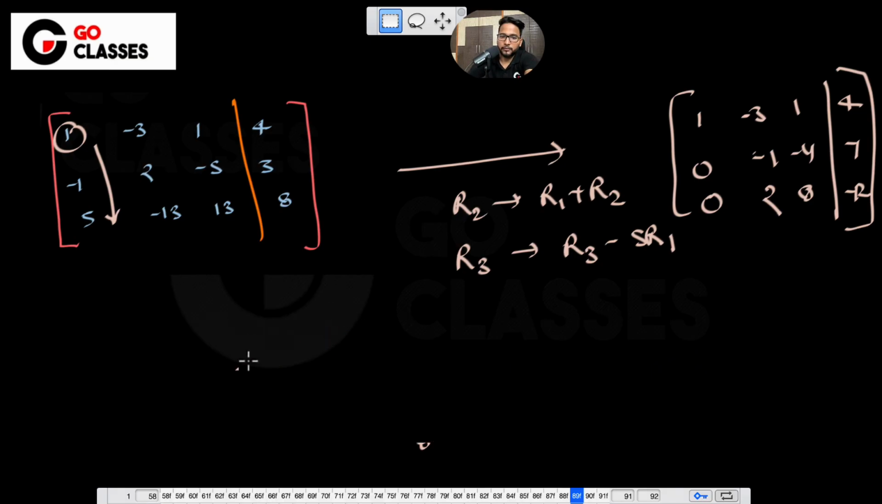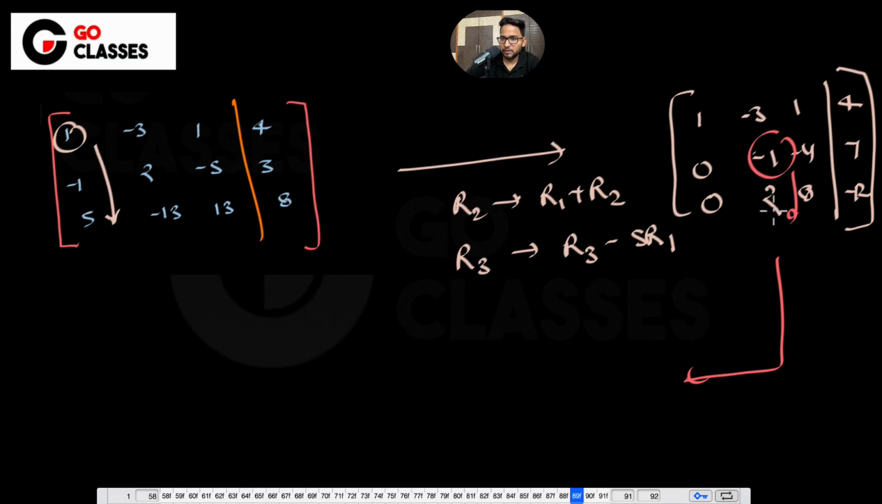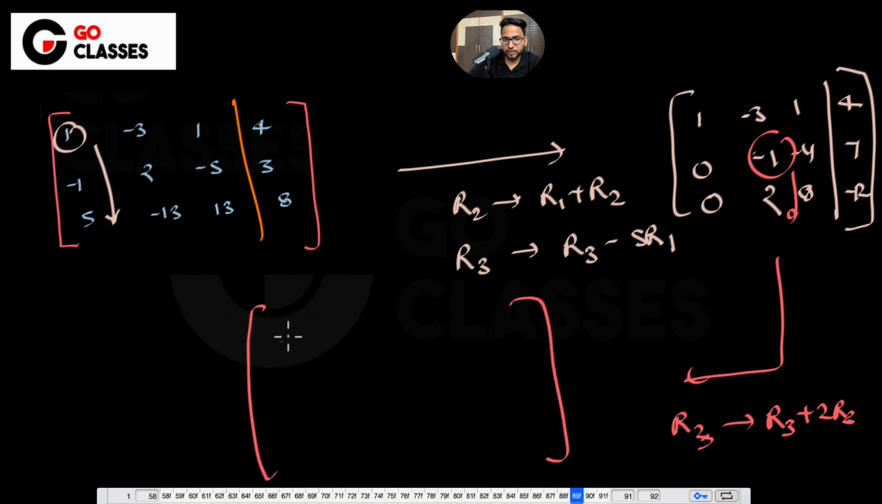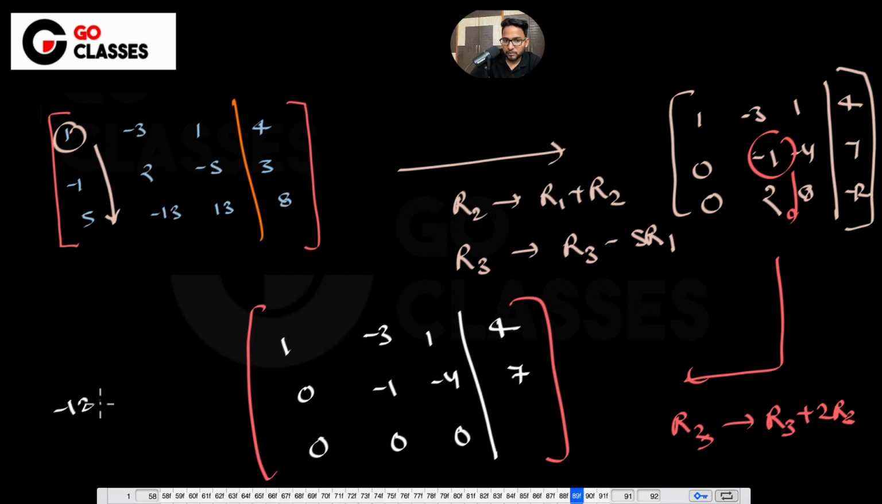Now let's further make this into echelon form, which means I will make this also a 0. To make this also a 0, you can put R3 as R3 plus 2R2, right? And then finally you get a matrix in echelon form: 1, minus 3, 1, then 0, 0, minus 1, minus 4, 7, and then R3 plus 2R2 gives 0, and then 8 plus 2, it will be also 0, and then minus 12 plus 14, this will be 2, right? So finally you got this answer.